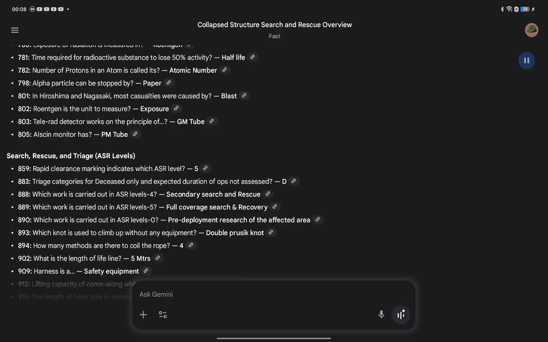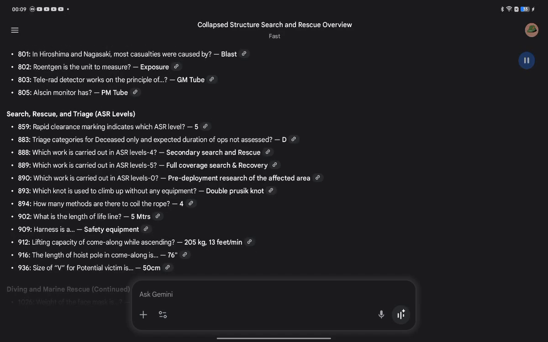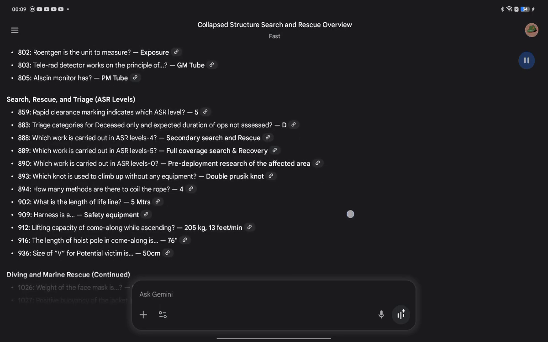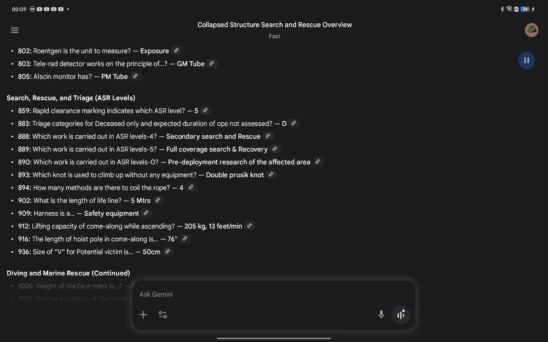798. Alpha particle can be stopped by paper. 801. In Hiroshima and Nagasaki, most casualties were caused by blast. 802. Röntgen is the unit to measure exposure. 803. Telerad detector works on the principle of GM tube. 805. Alcin monitor has PM tube.